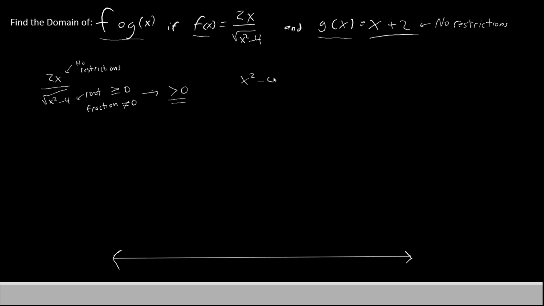We'll have x squared minus 4 greater than 0. Well, we can just move the 4 over to the other side. x squared is greater than 4. Then to find x, we'll have to take a root. But remember, when you take the root of an inequality, you'll end up with a positive version, but also a negative version.